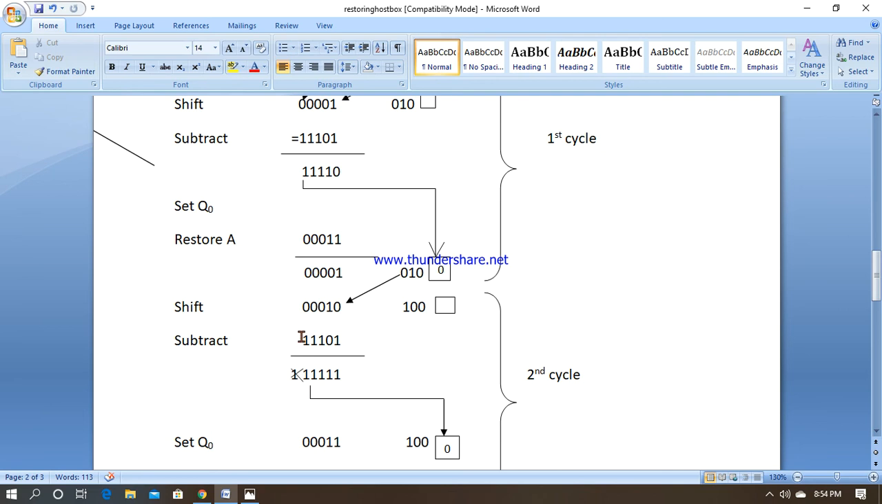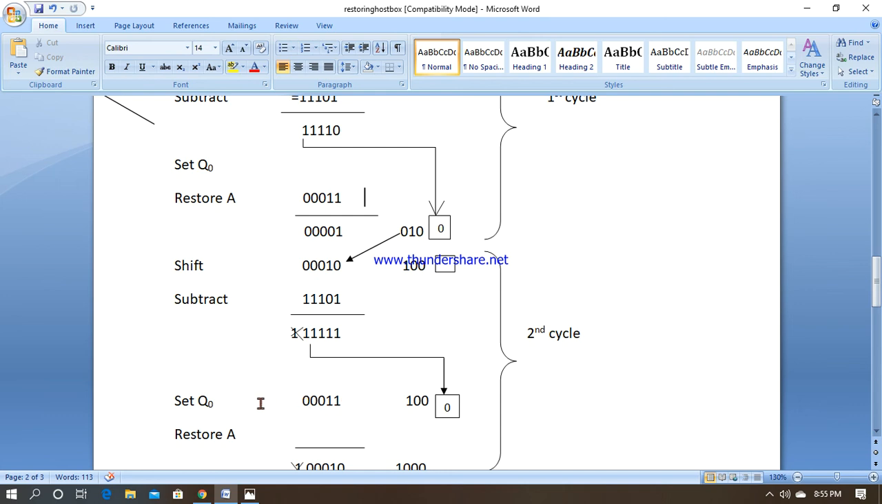Now go for the subtraction rule as per the flowchart. For subtraction, B's 2's complement number is 1101. So I am going to write B's 2's complement value and add the numbers. 0 plus 1 is 1, 1 plus 1, and 0 plus 1, and also 0 plus 1. If you get a carry, you can ignore it. Now it is time to set the Q0 bit. Whenever the MSB is 1, you set the Q0 bit to 0.